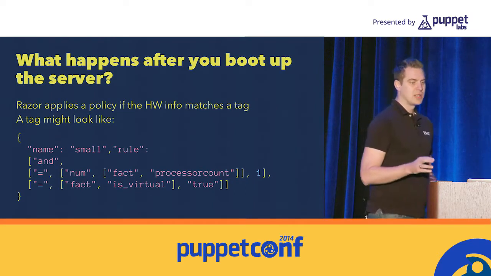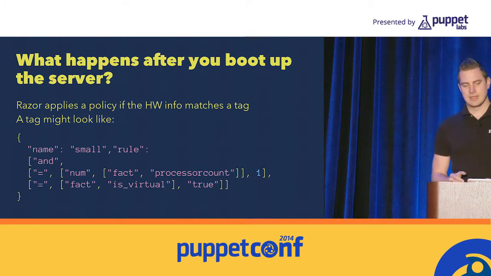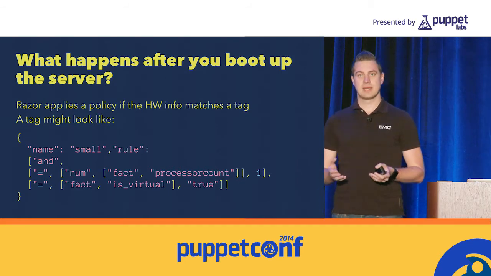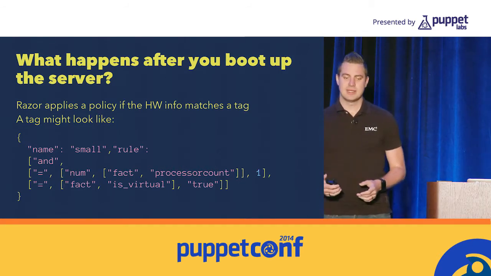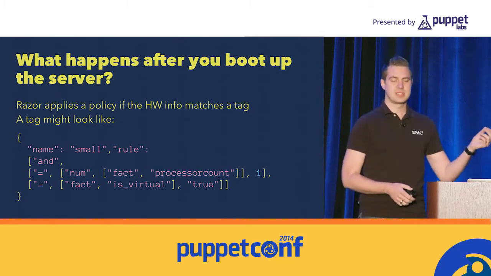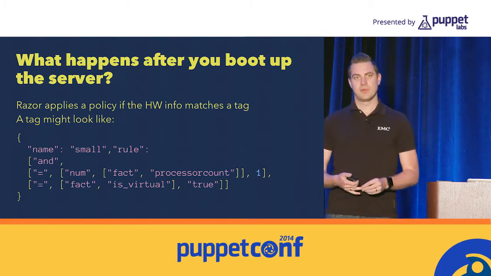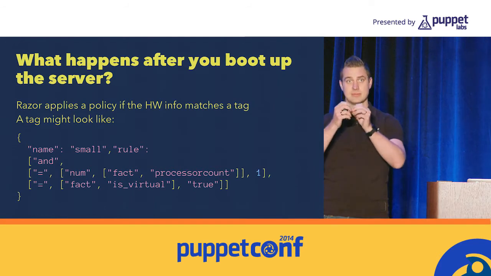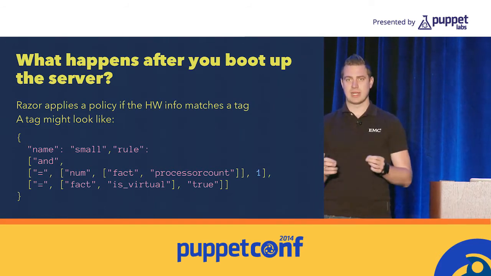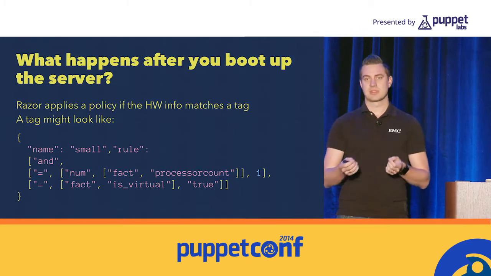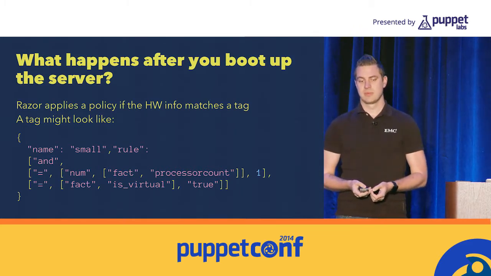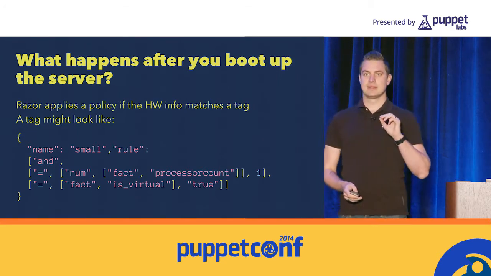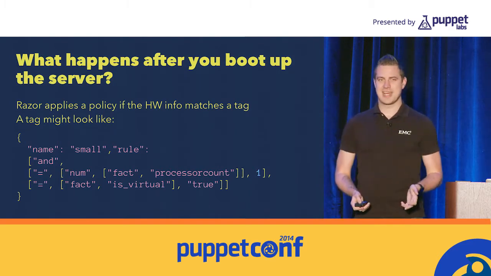A tag might look like this. We create a tag called small, and the rule when to apply this tag, or actually tag a server with this tag, is if it has one processor, so you can see the processor count is 1, and I want it to be virtual as well. You can have an and or or relationship here, so you can create tags where you specify a lot of information in an and fashion, but you can also make a lot of assumptions in an or fashion if you want to. If a server, when it boots up, matches these rules, it will automatically get tagged with this specific tag.